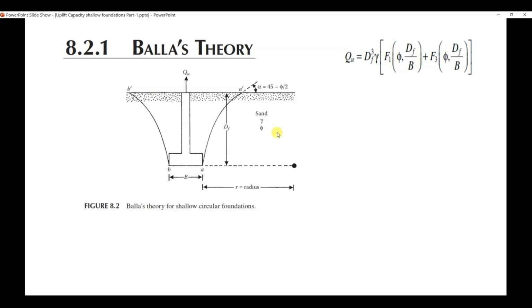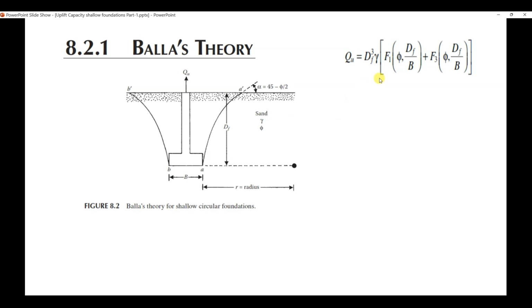Since we are dealing with sand, we will have the phi value, the angle of friction, and gamma is the unit weight of sand. In this formula, you can see that we have Df, which is the depth of foundation. Gamma is the unit weight of the sand, which is, for example, 17 to 19 kilonewton per meter cube. Df you will get from your existing foundation design or the proposed foundation design which you are doing.